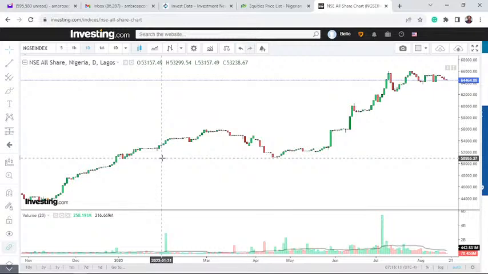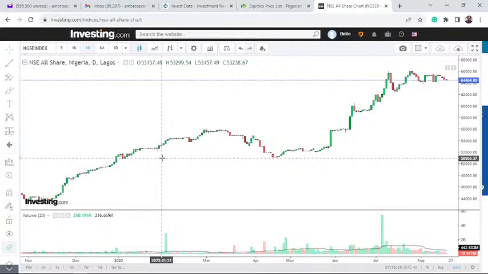Also the move by the NNPC for this $3 billion, I know that this is just for emergency, just for immediate needs, but we need to have a concrete plan on where we are going as a nation to make sure that we have funds available. This will go a long way to help the market. I believe that in all this, at the end of the day, it will be better for what? For the economy and for the market at large.